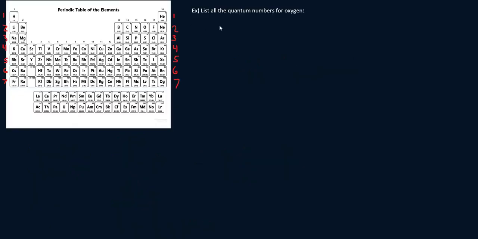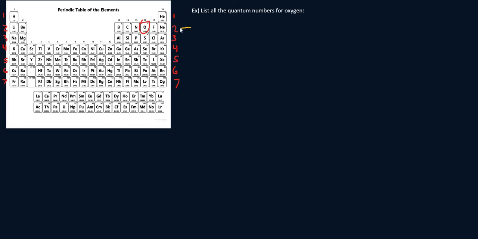Okay, so here's our practice problem. We want to list all of the quantum numbers for oxygen. So remember, oxygen is here. It's element number 8, which means it's going to have 8 electrons. Its atomic number is 8. So we're going to have 8 total electrons to account for in our quantum numbers, because remember, each set of quantum numbers is linked to 1 electron. So if we have 8 electrons for oxygen, that means we're going to have 8 total sets of quantum numbers.